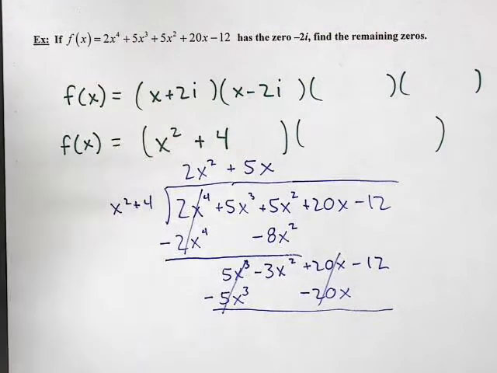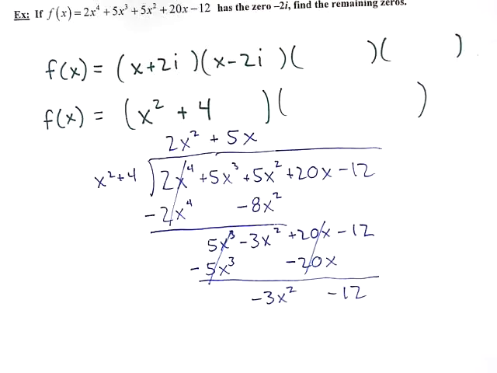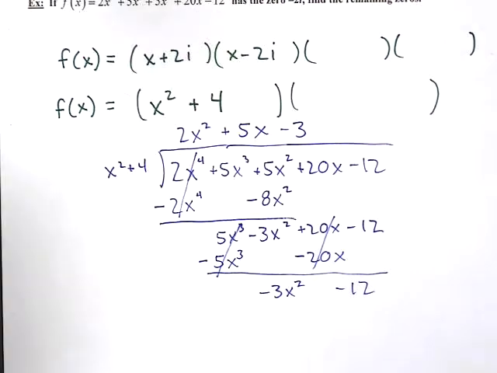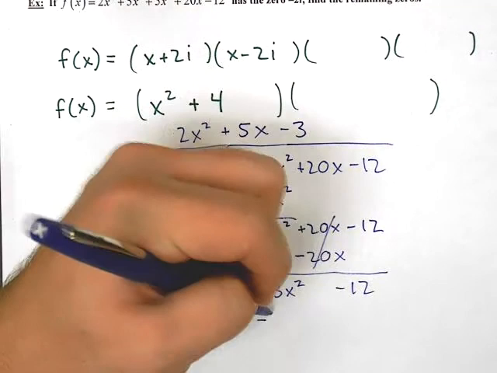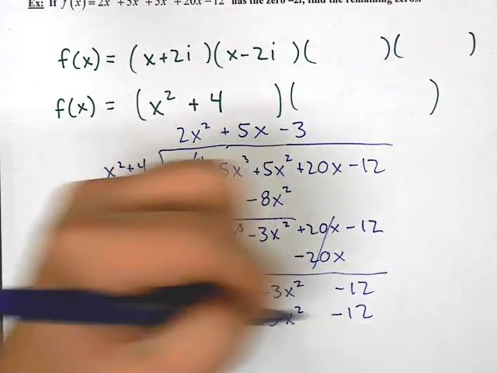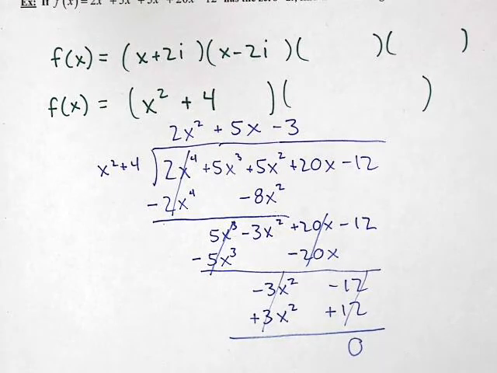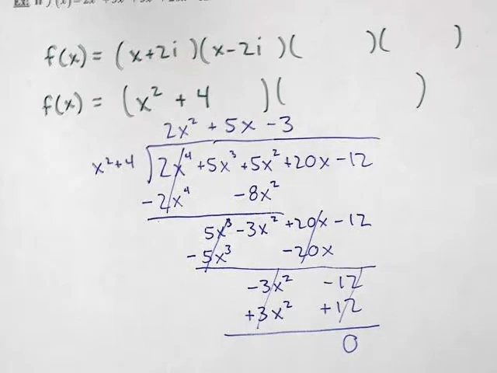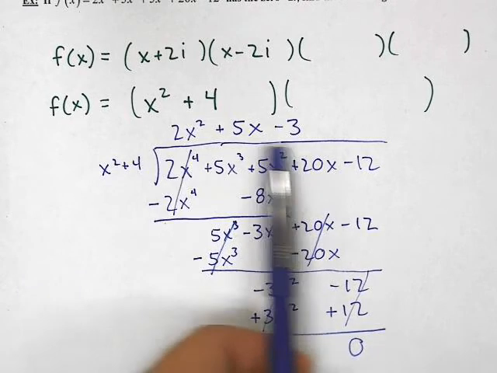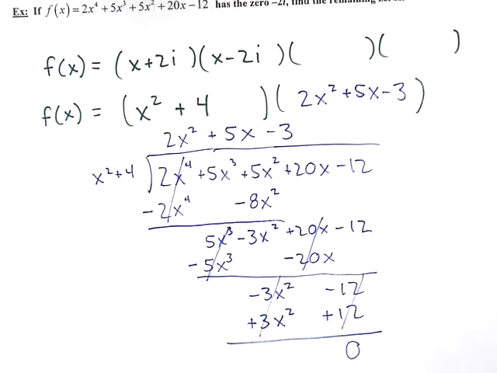Cancel. Ooh, cancel. So now I just have negative 3x squared minus 12. Let's see here. To get from x squared to negative 3x squared, I just need a negative 3. So negative 3x squared. Negative 3 times positive 4 is negative 12. I change my signs. Cancel, cancel. I'm at 0. And that should always happen, okay? So now I know that my quotient, or my answer to my division problem, is 2x squared plus 5x minus 3. So 2x squared plus 5x minus 3 goes in my answer.